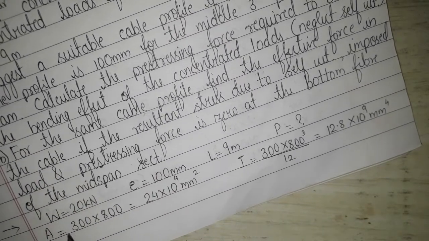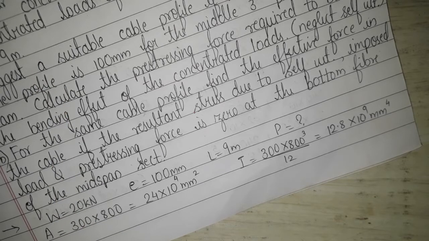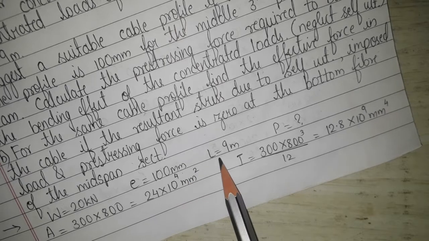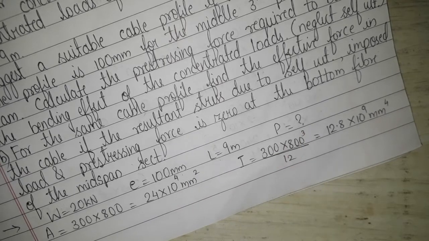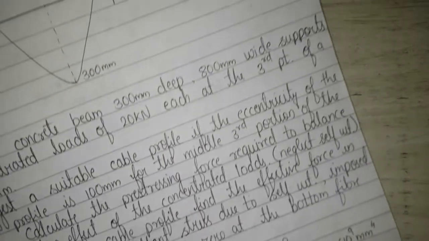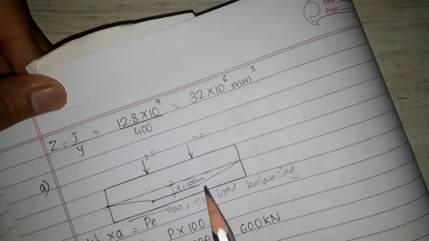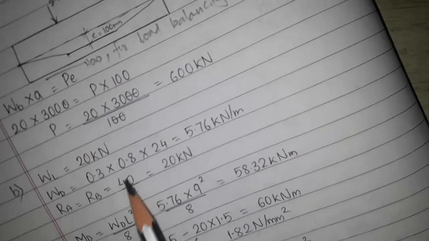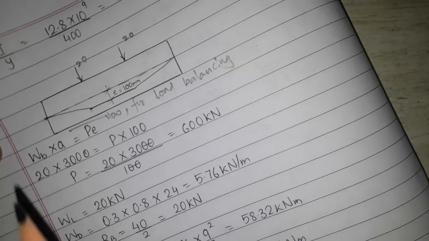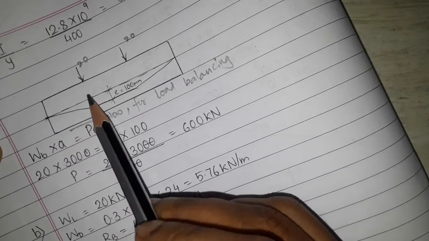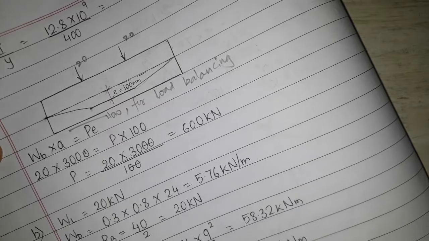Okay, now apart from the given question, we have the data W, then the eccentricity is given, span is given, prestressing force we don't know, area A we can calculate based on the cross section. Even you can calculate Z, I by Y. Okay, now they have given the profile is trapezoidal and the load acting, that is 20 kilonewton, two concentrated loads.